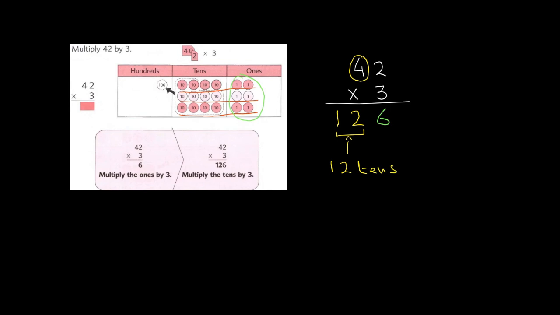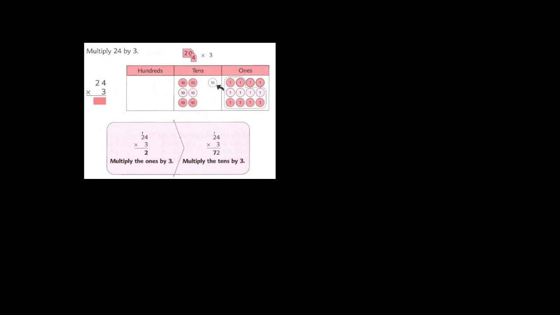Okay, so let's try another problem. Here's 24 multiplied by 3. So you can see you have one 24, you have the second 24, and you have three 24s. So let's multiply 3 by 24, so we have three 24s.